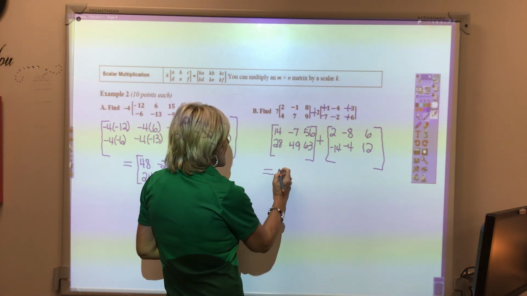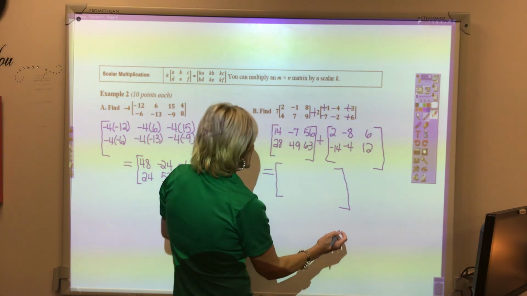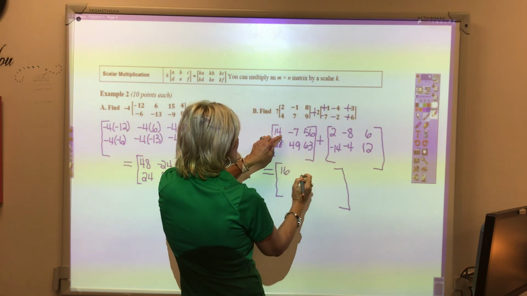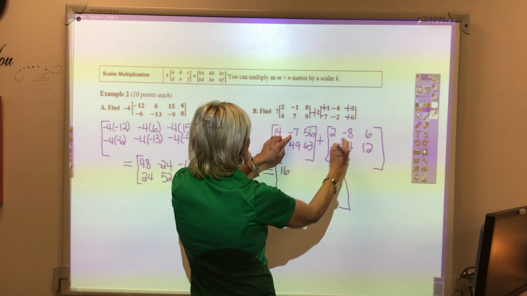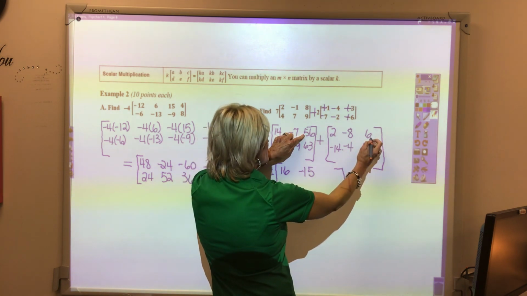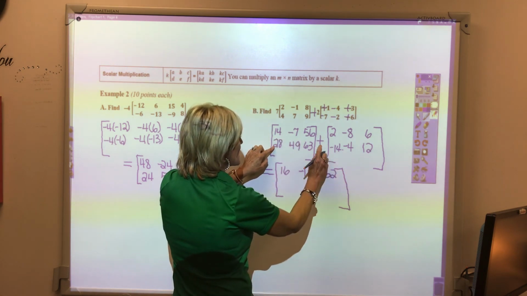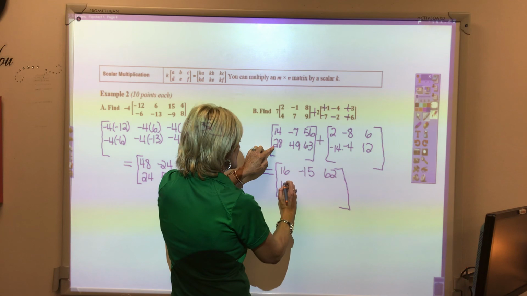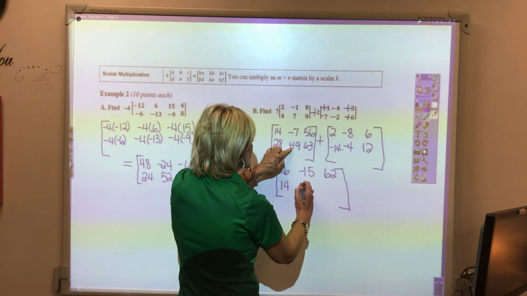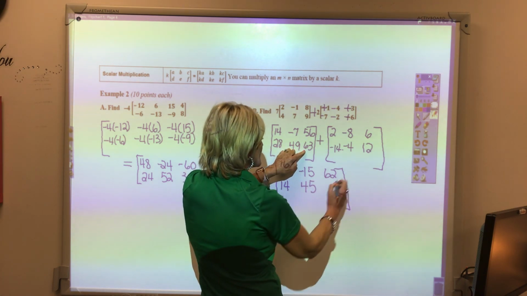Now I'm going to add the corresponding elements to get my answer. So what I'm adding are 14 and 2, so 16. -7 plus -8 would be -15. 56 plus 6 would be 62. Bottom row, 28 plus -14 is 14. 49 plus a -4 would be 45. And 63 plus 12 would be 75.